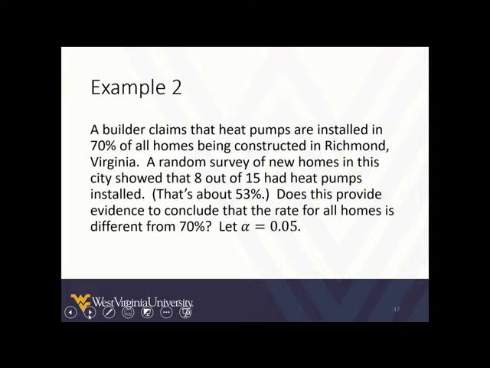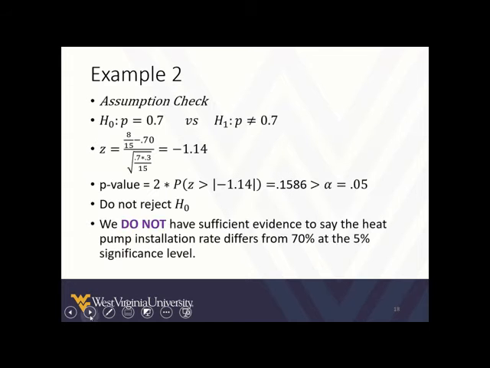And so now at this point, we can take a look at example 2. A builder claims that heat pumps are installed in 70% of all homes being constructed in Richmond, Virginia. A random survey of new homes in this city showed that 8 out of 15 had heat pumps installed. That's going to be about 53%. Does this provide evidence to conclude that the rate for all homes is different than 70%? And we'll let alpha be the 5% level.